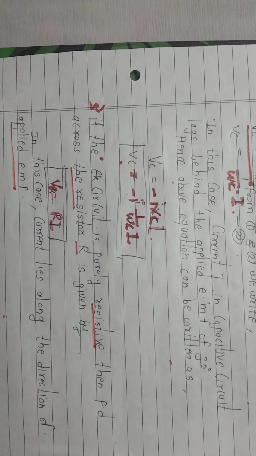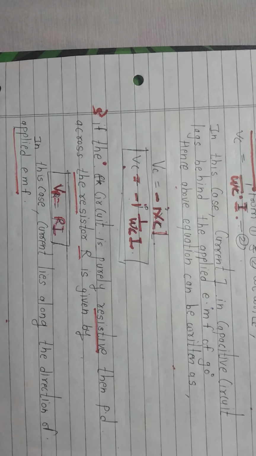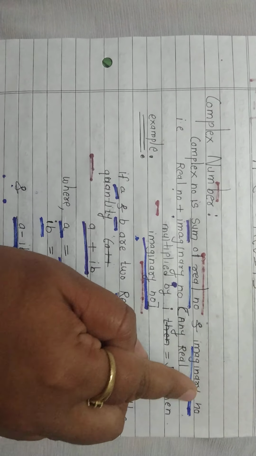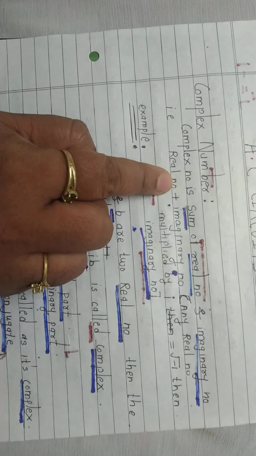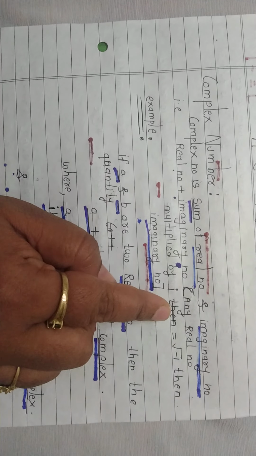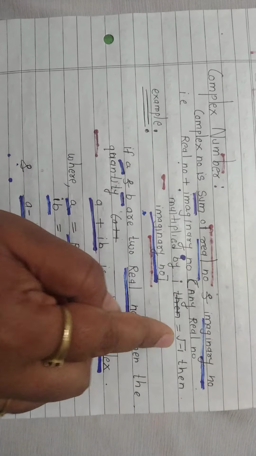So students, today's session is completed here. Today we will study the first part, which is complex numbers. A complex number is the sum of a real number plus an imaginary number. Here we use the operator i equal to the square root of minus 1.